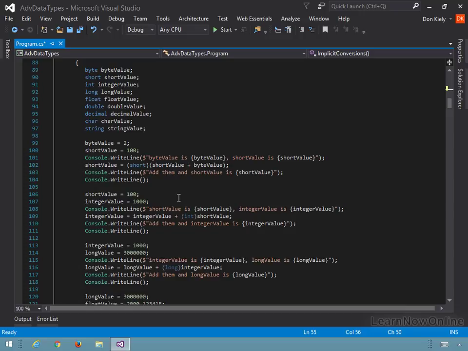Here's an example of doing a similar thing where you're converting a short value to an integer and adding it to an integer. So here's an example where I'm applying the cast operator to one of the variables, one of the operands in the addition, casting it to an int, and now I have two ints that are being added together. And then I display the result.